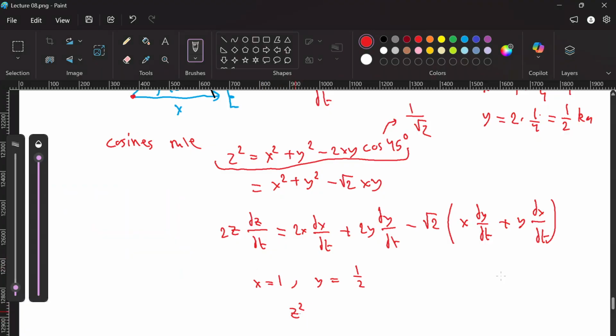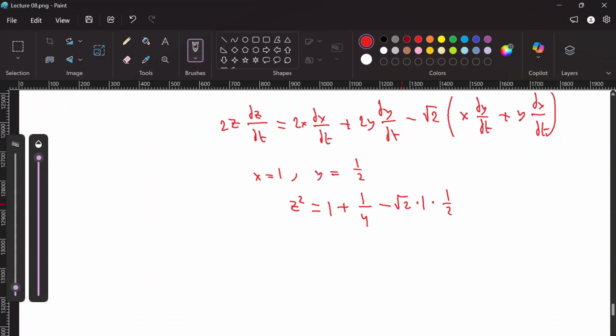Now, z squared equals what? Equals 1 squared is 1, plus 1 half squared is 1 over 4, minus, I'm using this one, square root of 2 times xy. So, square root of 2 times 1 times half. So, this equals what? I will simplify. Equals 5 over 4, the constant.